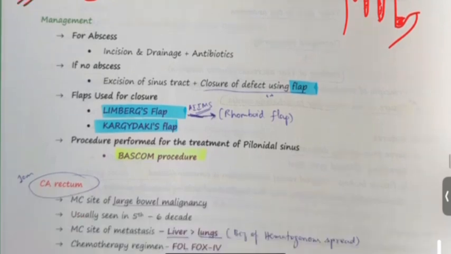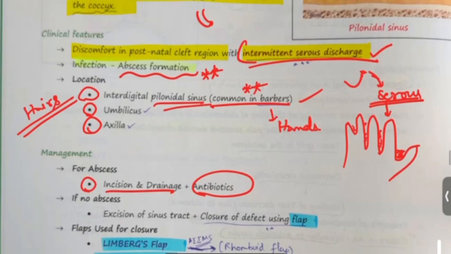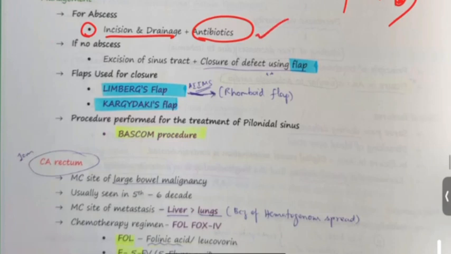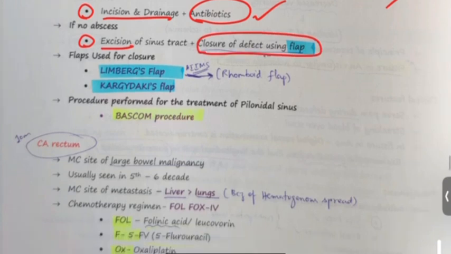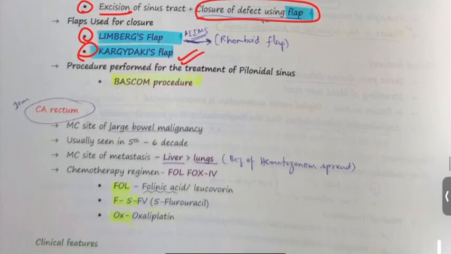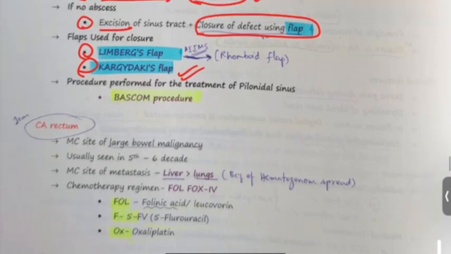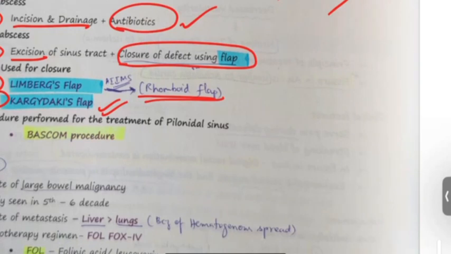How will we manage? If it has led to the formation of abscess, we'll go for incision and drainage, and because there is infection, that is why there is abscess, for that reason we'll go for antibiotics. If there is no abscess, then if we are able to see the sinus tract, excise it and closure of the defect using some flap. Okay, so flaps used for closure are Limberg's flap or Karydakis flap. Okay, Limberg's flap means rhomboid flap. Now how to explain, just imagine.